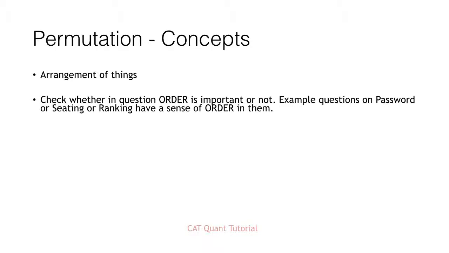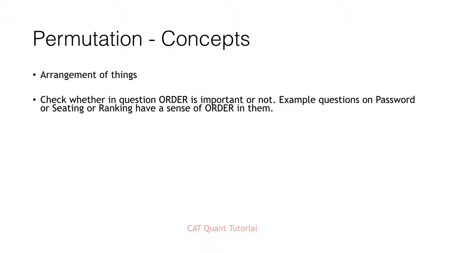So all of these would become questions for permutation. Another important thing to follow is whether in the question order is important or not. For example, order is important in problems related to passwords. You cannot have a password which is duplicate in nature. You cannot have a seating arrangement which would be duplicate. You cannot have ranks which are duplicate.